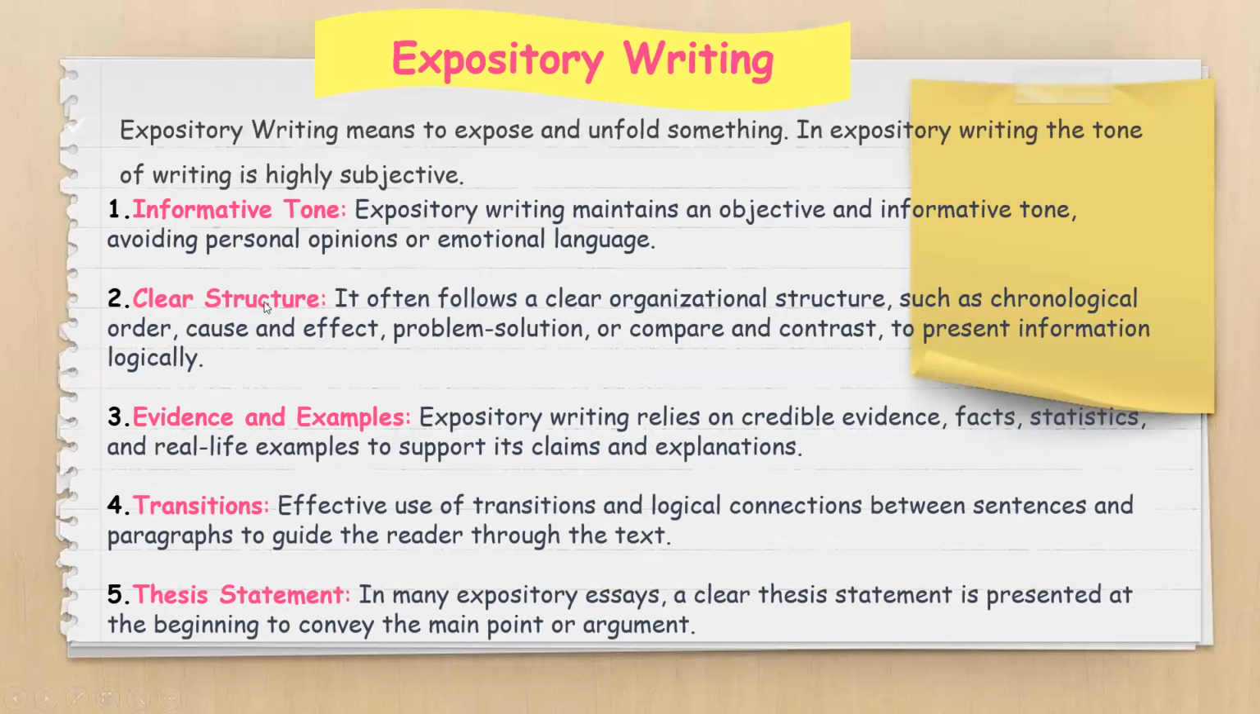Informative tone, clear structure, evidences and examples, transitions, and thesis statement. The expository writing maintains an objective and informative tone, avoiding personal opinions or emotional language. As I told you that over here it's objective. So expository writing has an objective and informative tone. Like you can't add your own opinion in it, or you can't add your own emotions in it, unlike narrative or descriptive writing.